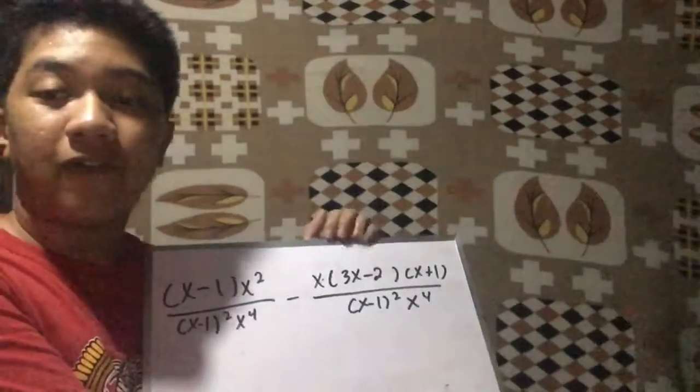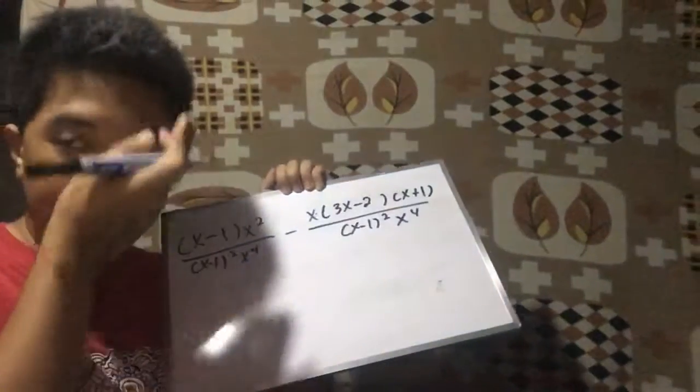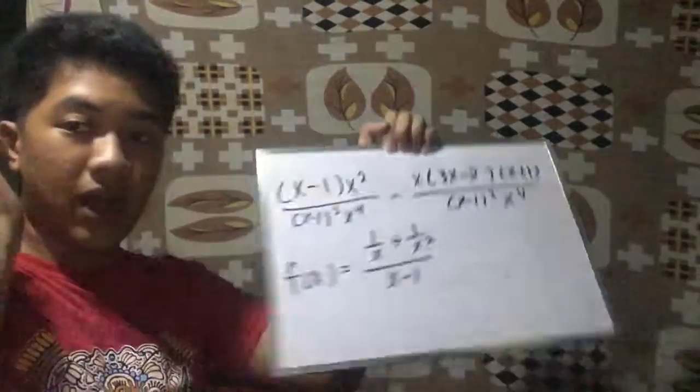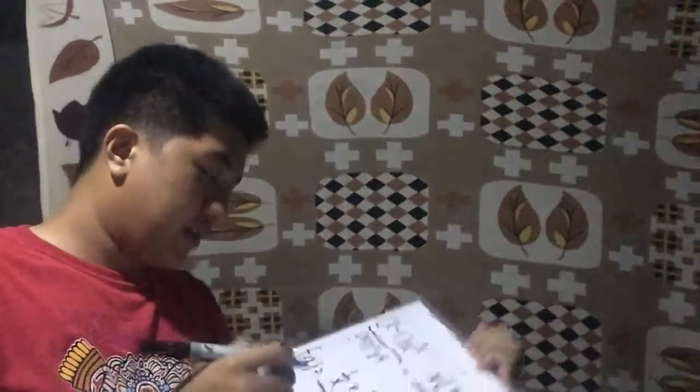And that will be our final answer from our original problem, which is f of x is equal to 1 over x plus 1 over x squared all over x minus 1, or the simplified form, which is x plus 1 all over x minus 1 x squared.